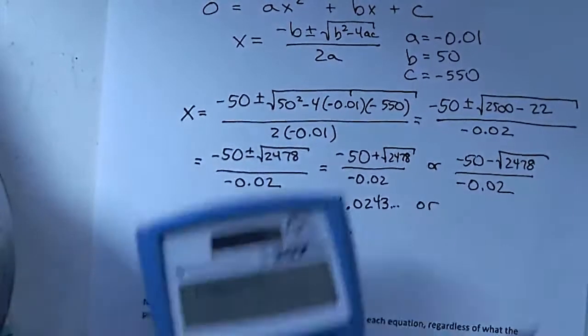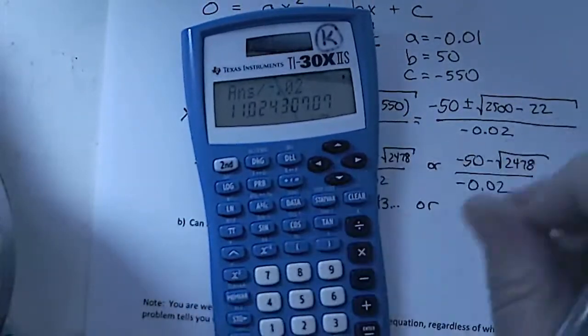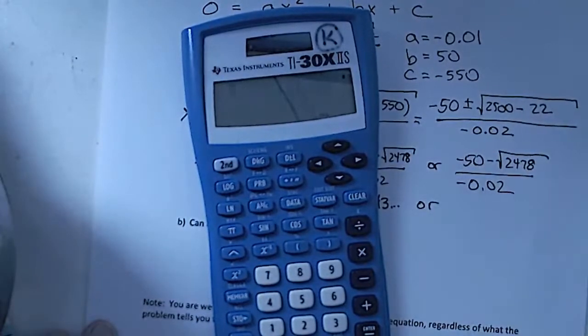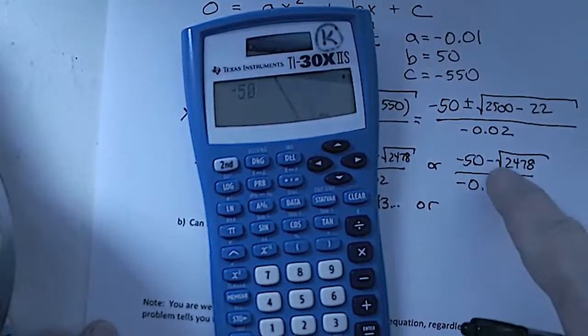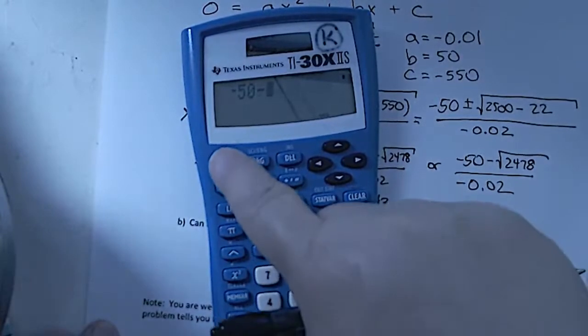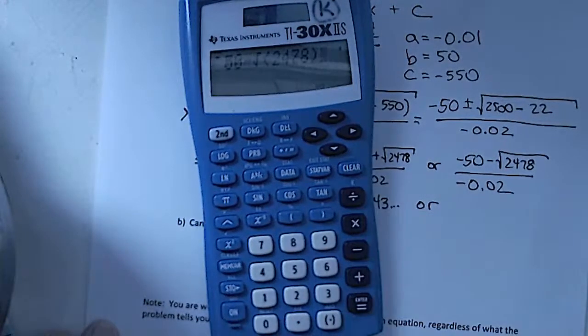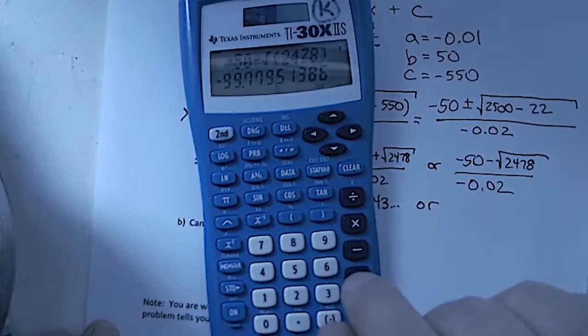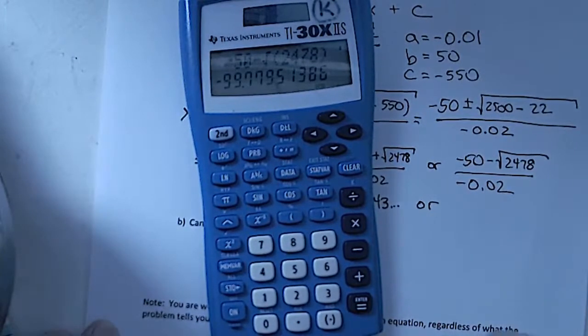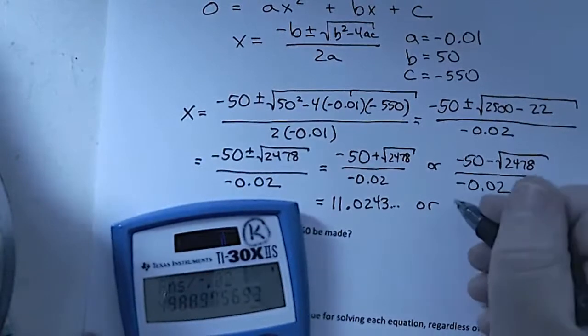Or, shall we do it again? Woohoo! Let's do it again. So for this one, it'll be negative 50, and then this is a true minus. Second to get the square root, the radical, 2478. Close the parenthesis, hit enter. Oops, you can't see that. Hit enter for equals. And we get negative 99.77, etc. And I'm going to divide by the opposite, or negative 0.02. And this one comes out to be massive. Let me pull it down so I can read it.